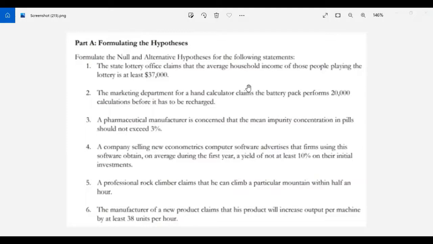Okay, to my understanding, for you to determine the null hypothesis and the alternate hypothesis, the null hypothesis includes less than or equal to or greater than or equal to. But the alternate hypothesis does not include less than or equal to or greater than or equal to. Okay. So in this case, the 37,000, the at least is saying what?